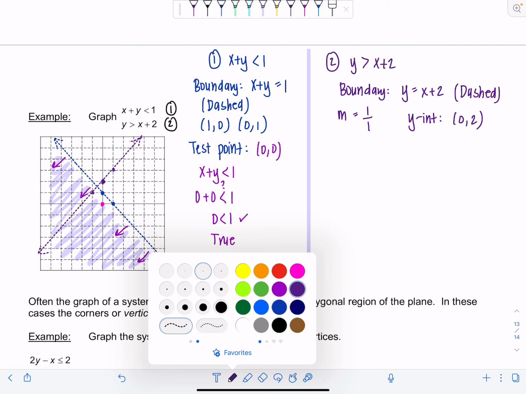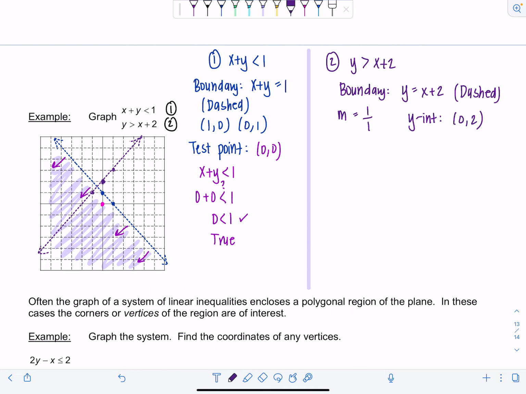So maybe you can already tell without a test point, right? Because we have y is greater than x plus 2. So we should shade above the line, okay, which would be where? Over here, above, where the y values get larger. If you're not sure, you can still always use a test point. There's absolutely no problem with that.